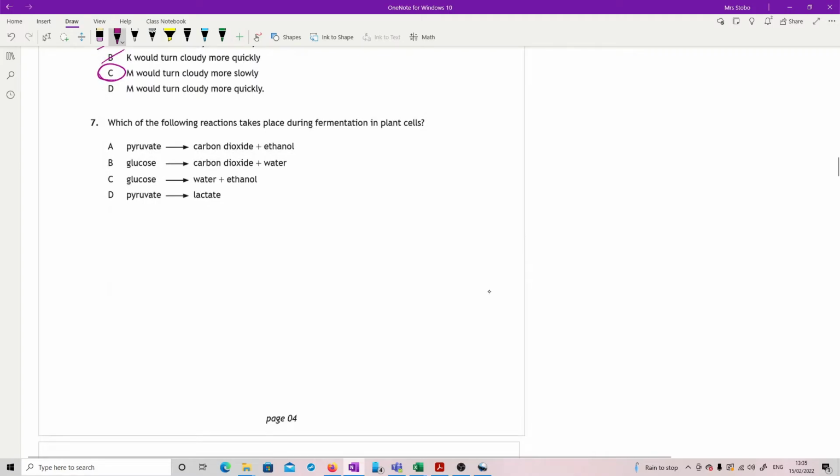Which of the following reactions takes place during fermentation in plant cells? Plant is important, so can we get rid of lactate straight away? Because that's in animal cells. What I'm expecting for plant cells is that we go from pyruvate to carbon dioxide and ethanol. I'm sure it's just a straight Ku. Okay, just need to know that one.